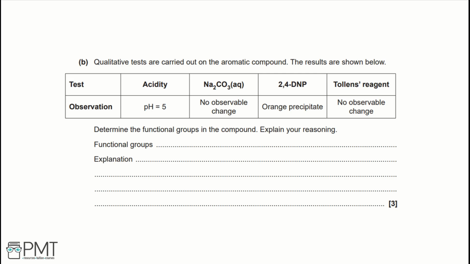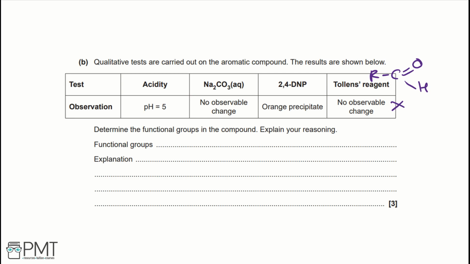Part B. Qualitative tests are carried out on the aromatic compound. The results are shown below. Determine the functional groups in the compound and explain your reasoning. If we start on the right, Tollens reagent is a test for an aldehyde. Here I'm just drawing the general structure of an aldehyde. If there was an aldehyde present, Tollens reagent would react with the aldehyde group and form a silver mirror. But there's no observable change, so there's no aldehyde group.